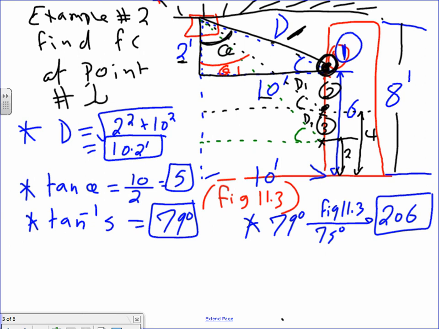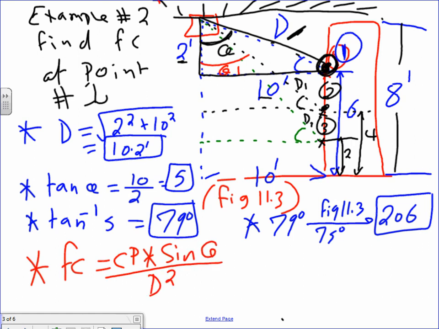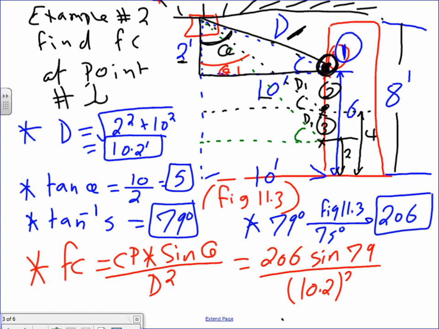Then the rest, gentlemen, is history. Now I know my angle. Then foot candle equal candela power times sine, not cosine, Chad, times sine Q divided by distance squared. Plug your number in. Candela power is 206. Sine, the angle is 79, divided by the distance, Adam, we found it to be 10.2 raised to the power 2.